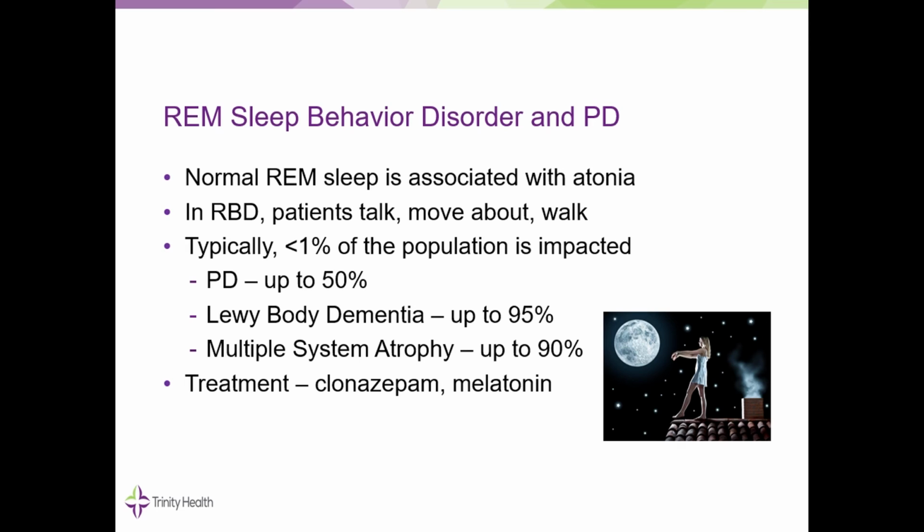So if you don't have Parkinson's disease, your risk of REM sleep behavior disturbance is very, very low. As many as 50% of patients with Parkinson's disease may have this disorder. And if you have multiple system atrophy or Lewy body dementia, your risk is actually even higher of having this condition. There are a couple of treatments that can be very, very beneficial to help decrease the dream enactment behavior. Now, you'll see that melatonin is on here as well as a medication called clonazepam.